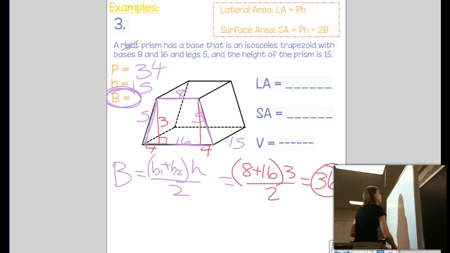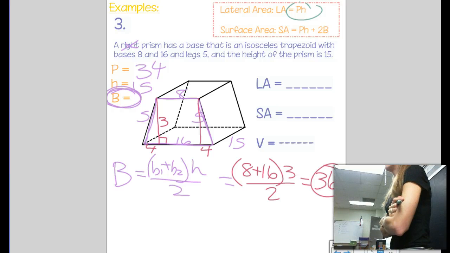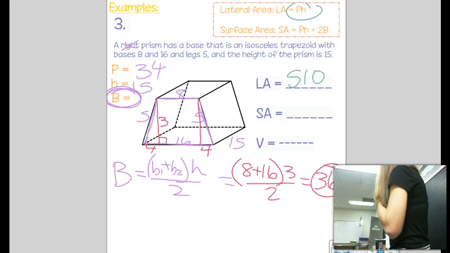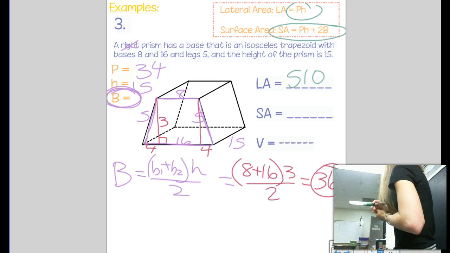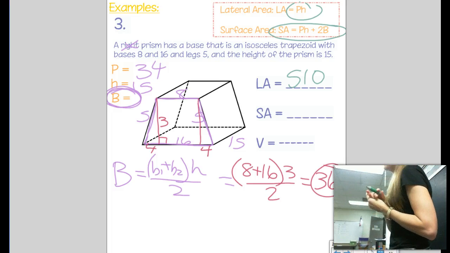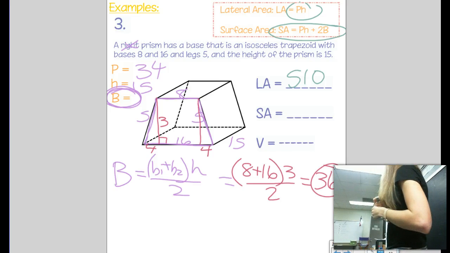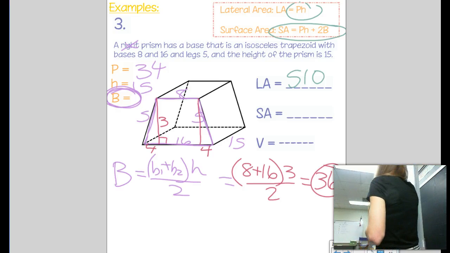LA. P times H. 34 times 15. 510. Kendall, what did you get? All right, the next one, take that number you already found and add 2 bases to it. 510 plus 2 times 36. 582? Thank you. Those still following along.